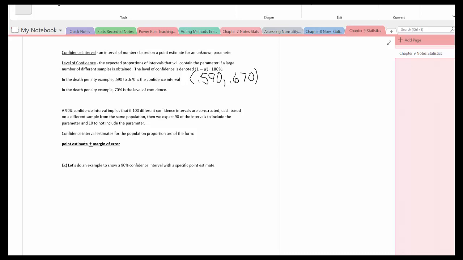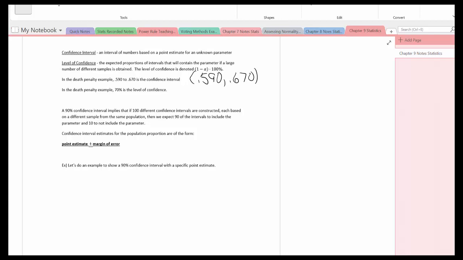All right, so in our death penalty example, 0.590 to 0.670 is the confidence interval. And I've written it on the side here. Now keep in mind, 0.590 is part of the interval, and so is 0.670. In the death penalty example, 70% was the level of confidence.